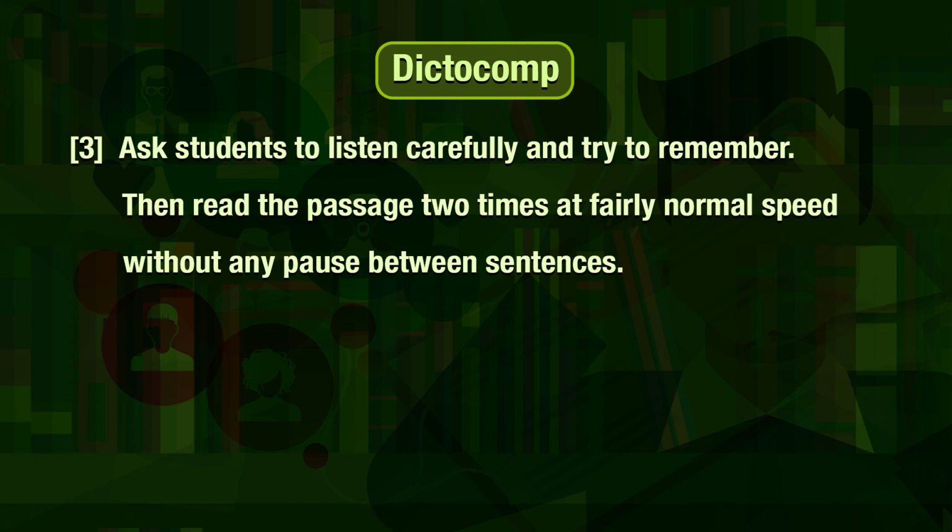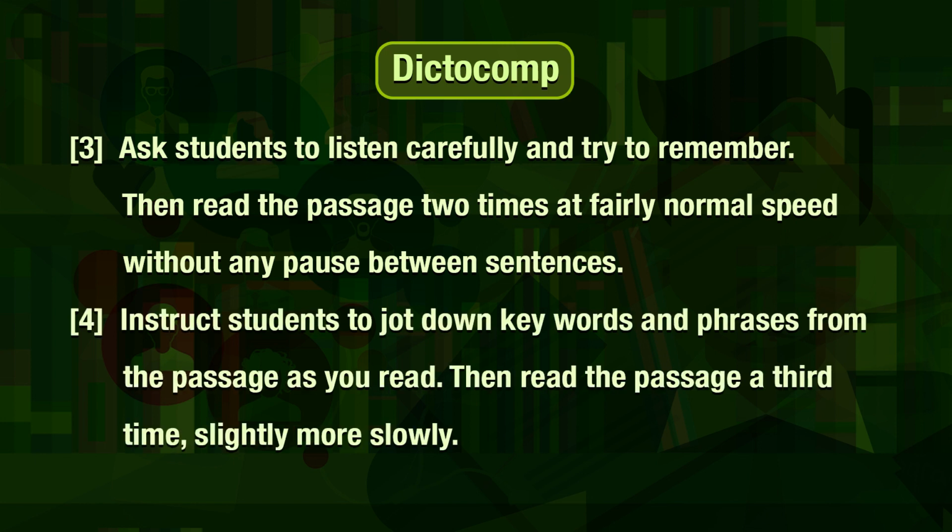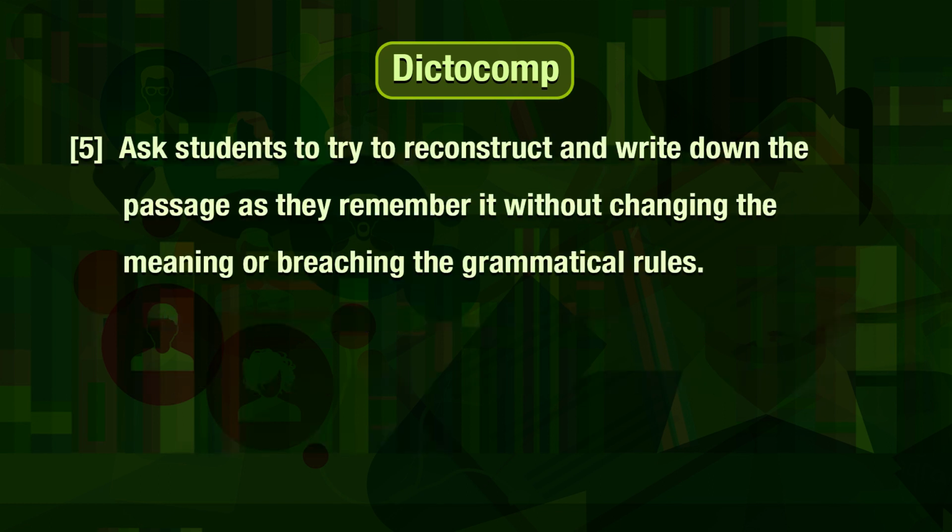Then read the passage 2 times at fairly normal speed without any pause between sentences. Instruct students to jot down keywords and phrases from the passage as you read. Then read the passage a 3rd time slightly more slowly. Then ask students to try to reconstruct and write down the passage as they remember it without changing the meaning or breaching the grammatical rules. Make it clear that they need to use exactly the same words as the original passage.